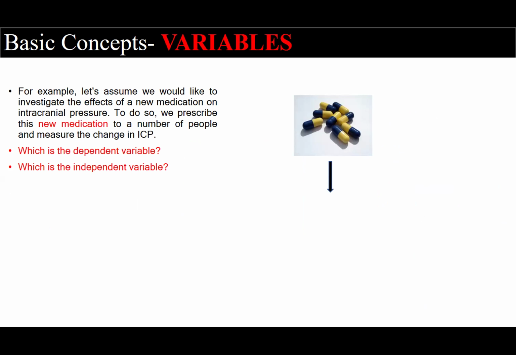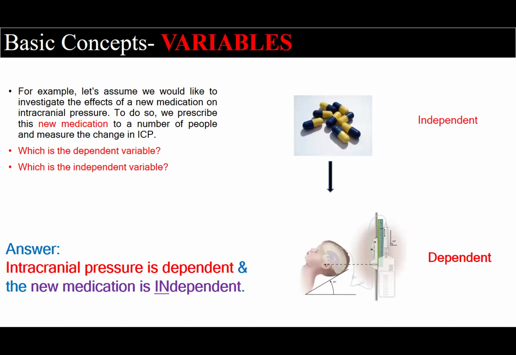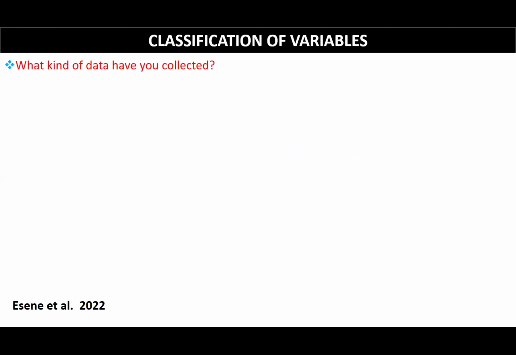Let's assume that we want to investigate the effect of a new medication on intracranial pressure, okay? So this new medication is given to subjects, and then we measure the intracranial pressure. Intracranial pressure is the dependent variable, whereas the new medication is the independent variable, because we give the medication to so many people and then measure the intracranial pressure at the end to see if there's going to be a change in the intracranial pressure based on the medication given to the patient.